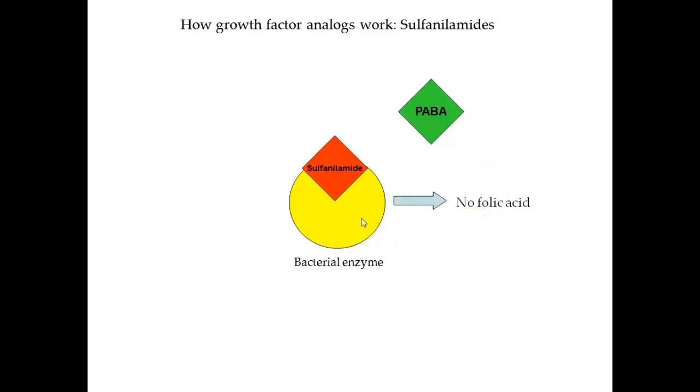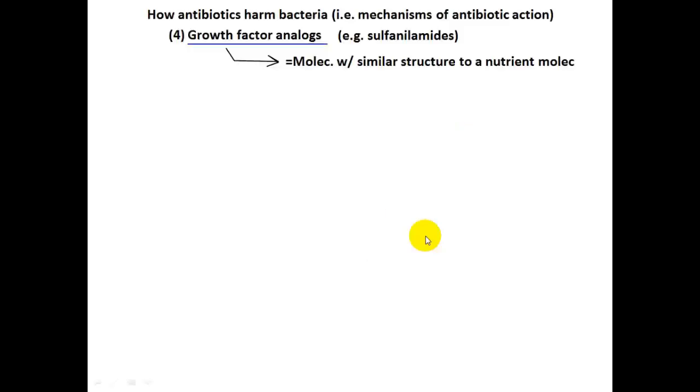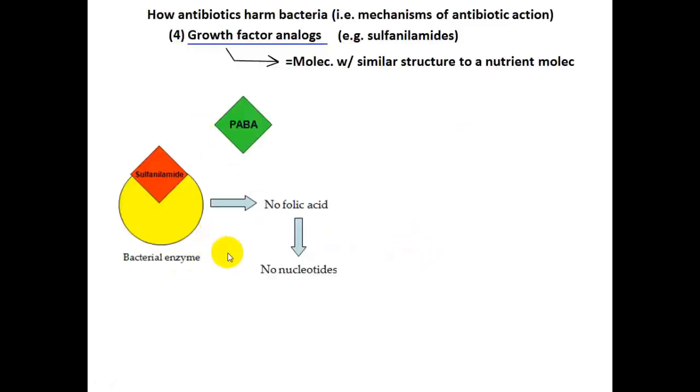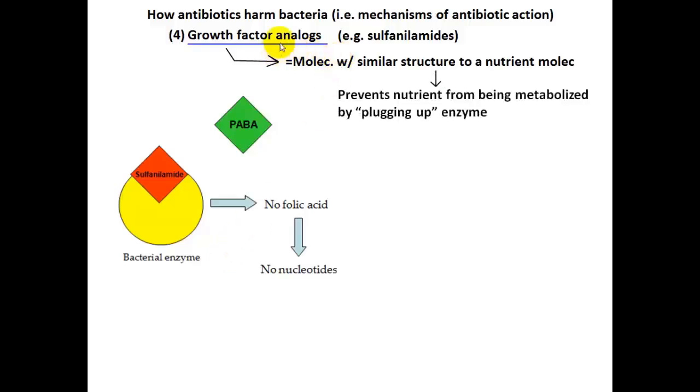So again, by plugging up that active site, the growth factor analog prevents folic acid from being produced, which means that no nucleotides end up being produced. So let's say a little bit more about that. We'll put that aside here so you can still see it, and sum it up by saying this. Growth factor analogs are a molecule with a very similar structure to a nutrient molecule. The reason that would be harmful to a bacterial cell is because it prevents the nutrient, in this case para-aminobenzoic acid, from being metabolized. And the reason that happens is because the growth factor analog, in this case sulfanilamide, plugs up the enzyme so that it cannot bind to the actual nutrient and convert it.